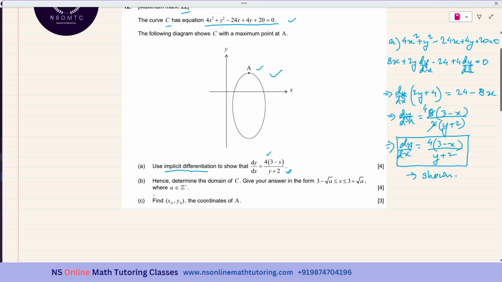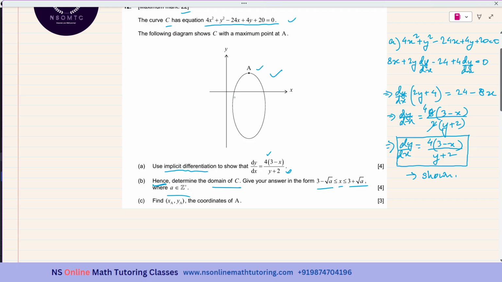Okay. Hence, part B: hence, determine the domain of C. Domain means all x values. Give your answer in the form 3 minus square root of a is less than or equal to x is less than or equal to 3 plus square root of a, where a is a positive integer.